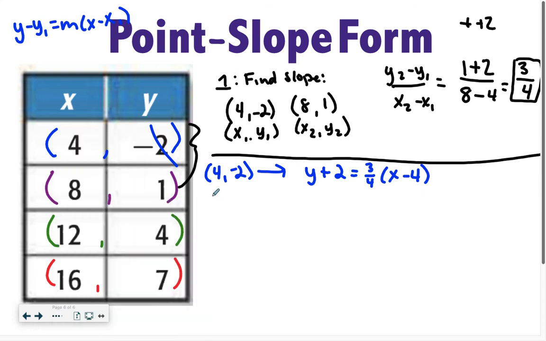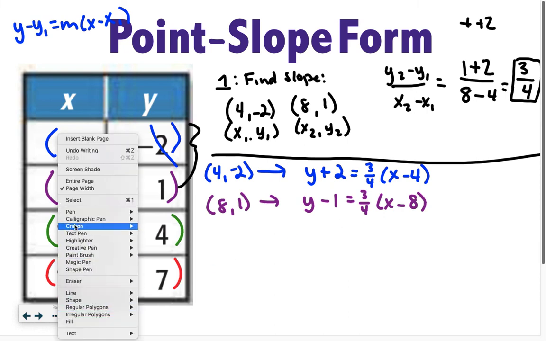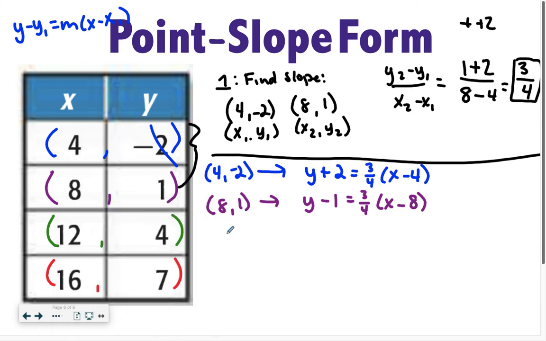The next answer you could do is based off of the point 8, 1. I would say y minus 1, that's my y value, equals 3/4 times x minus 8. That's my x value. The third possible answer is using the point 12, 4, and I would say y minus 4, because that's my y value, equals 3/4 times x minus 12.